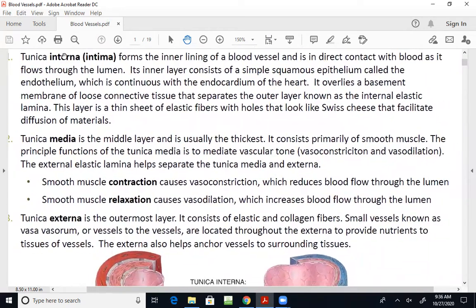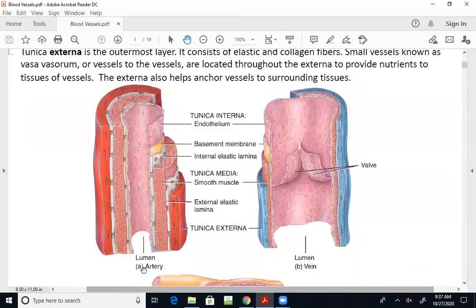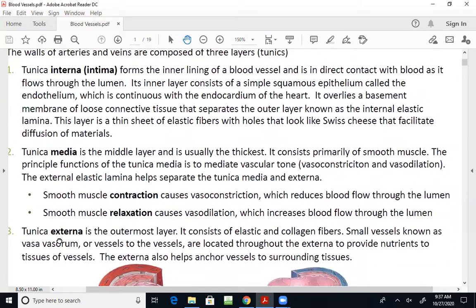Okay, we'll start with the tunica interna. Also, you'll see it listed as the tunica intima. You just add the letter L to the word interna. It tells you internal. That's where it's at, the innermost layer of our arteries and veins. It is in direct contact with our blood as it flows through the lumen, which is the space inside, so the opening of arteries, capillaries, and veins.